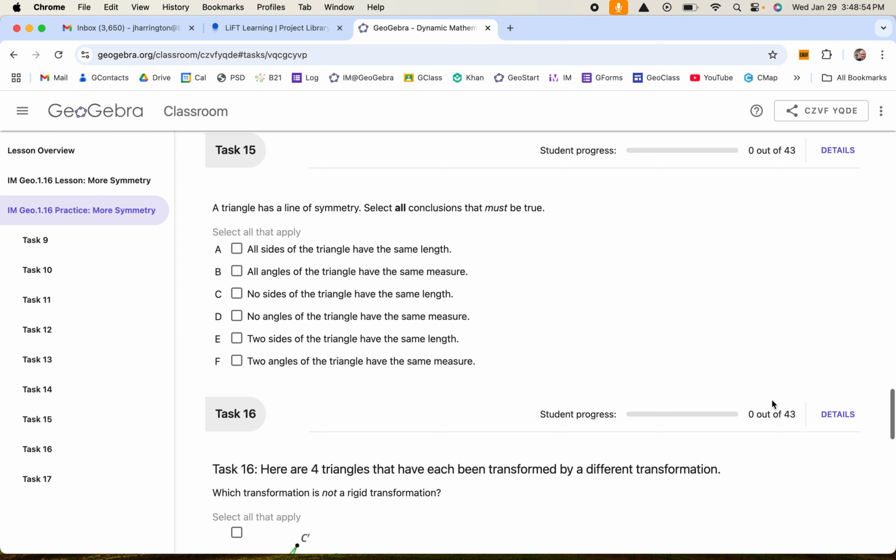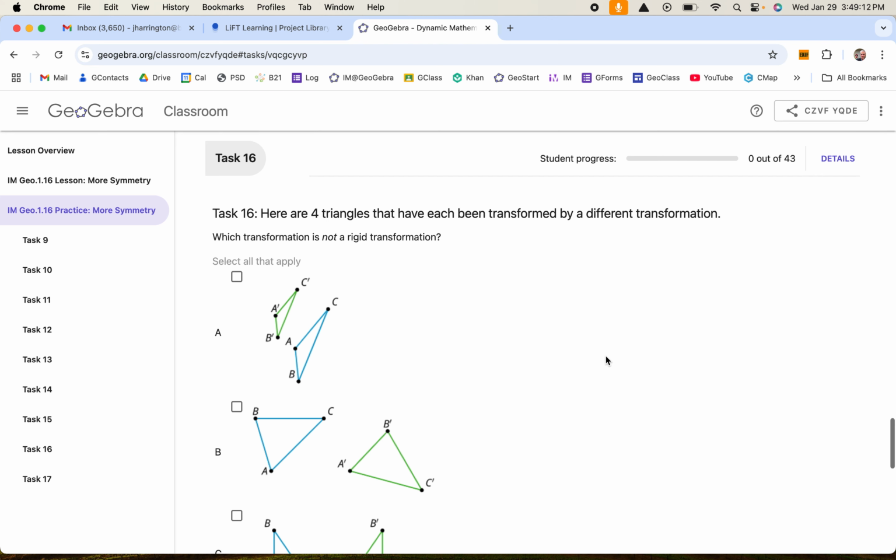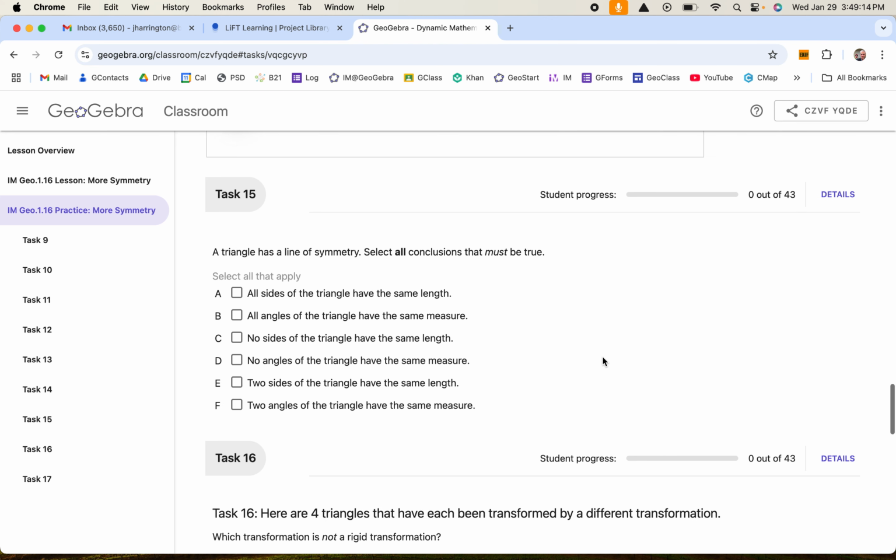Task 15. A triangle has a line of symmetry. Select all conclusions that must be true, right? If it has a line of symmetry, which of these things have to be true? All right, pause it, go through each one, try and figure it out. If need be, grab a scratch piece of paper and draw a triangle that you can definitely split exactly in half. Okay, and then figure out which of these statements must be true.